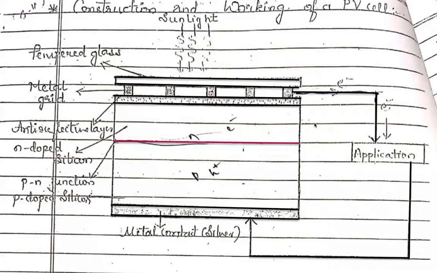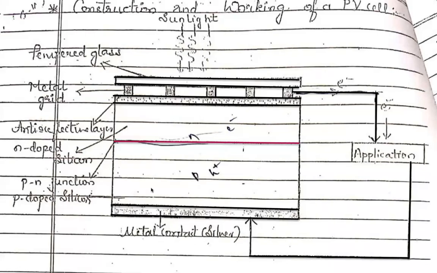So construction and working of photovoltaic cell will be asked for 6 marks. One of the important questions for this: we need to draw a very simple diagram. It's construction and working, so this has to be written. So first, let us understand what this diagram is.